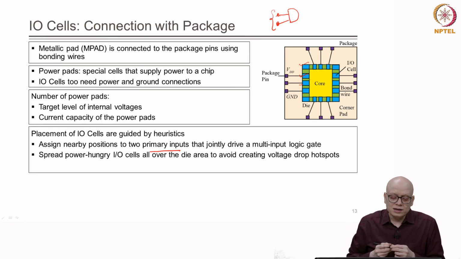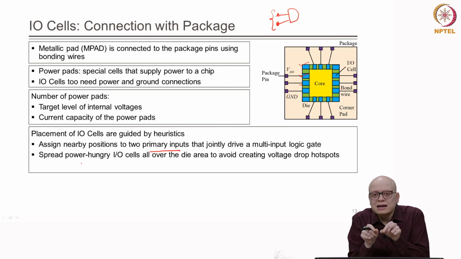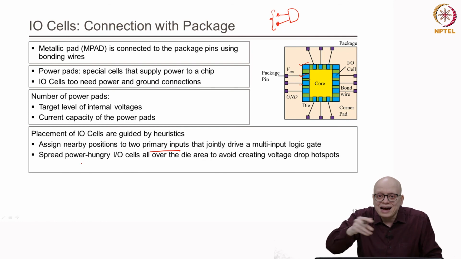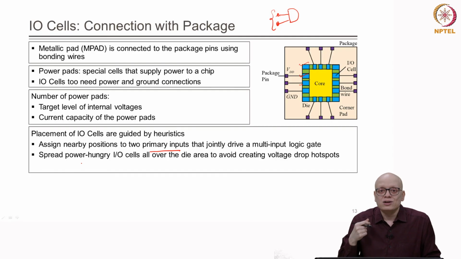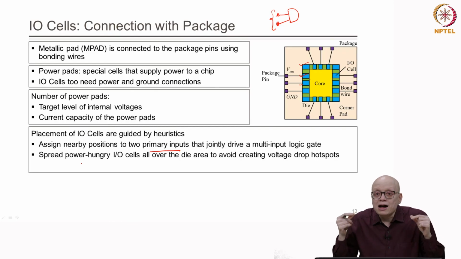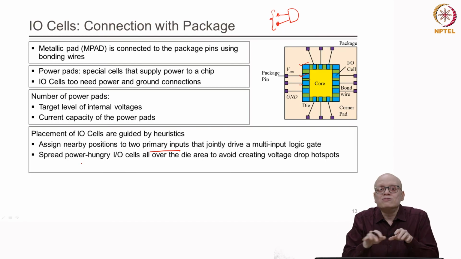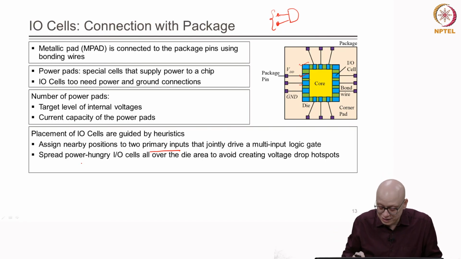Then the other heuristic can be to spread power hungry IO cells all over the die, to avoid creating voltage drop hotspots. So, if we put power hungry IO cells close together, then that area can become an IR drop hotspot. Now, what are these voltage drop hotspots or IR drop hotspots? We will see when we discuss power planning. But at this point we can just say that if we expect two IO cells will be drawing a large amount of current, then we can put those IO cells further apart. That is one of the heuristics we can use while placing IO cells.